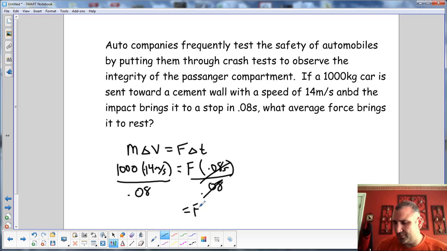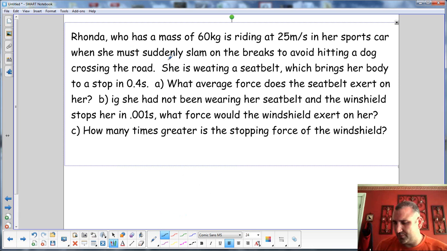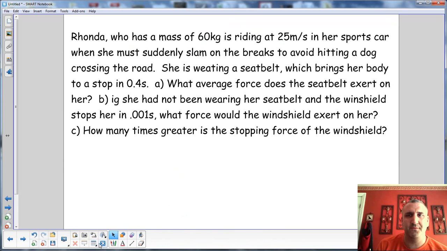Rhonda, who has a mass of 60 kg, is riding in her car at 25 meters per second. This is why it's important to wear seatbelts. She slams on the brake to avoid hitting a dog. We get the time. What average force? So we're looking for the force again. We're going to live in this equation: F delta t equals m delta v. The force is what we're looking for. The change in time is 0.4 seconds. That is an eternity in a car crash.